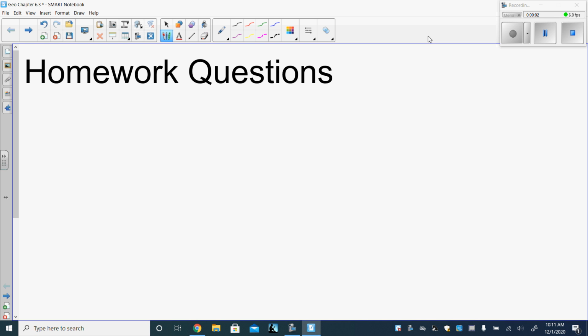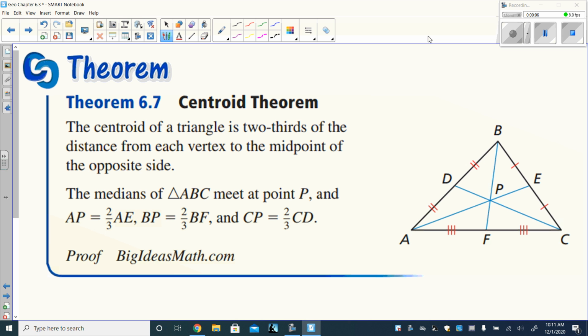All right, guys, so we're continuing with chapter 6, so 6.3 today. And what we're looking at first is the centroid theorem. The centroid of a triangle is 2/3 of the distance from the vertex to the midpoint of the opposite side.